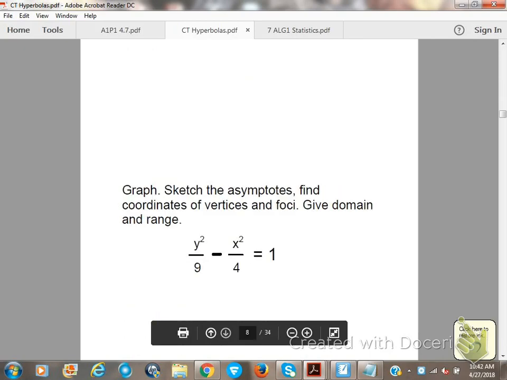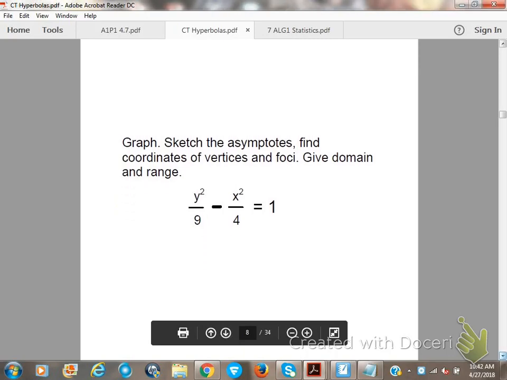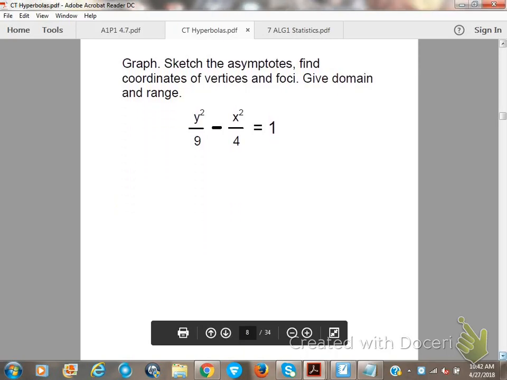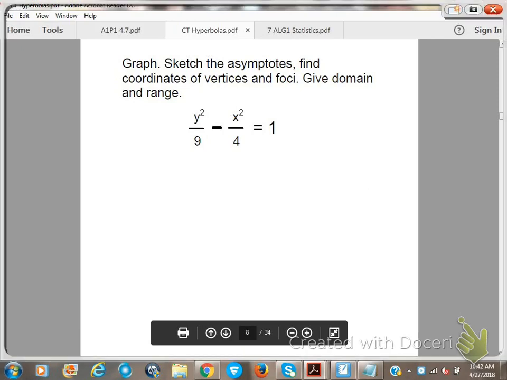Let's take a look at this one. If you've got y squared over 9 minus x squared over 4 equals 1, let's see what type of hyperbola this one is going to be. Why? Because the y squared is first. Yeah. Okay, so we're definitely dealing with a vertical one.